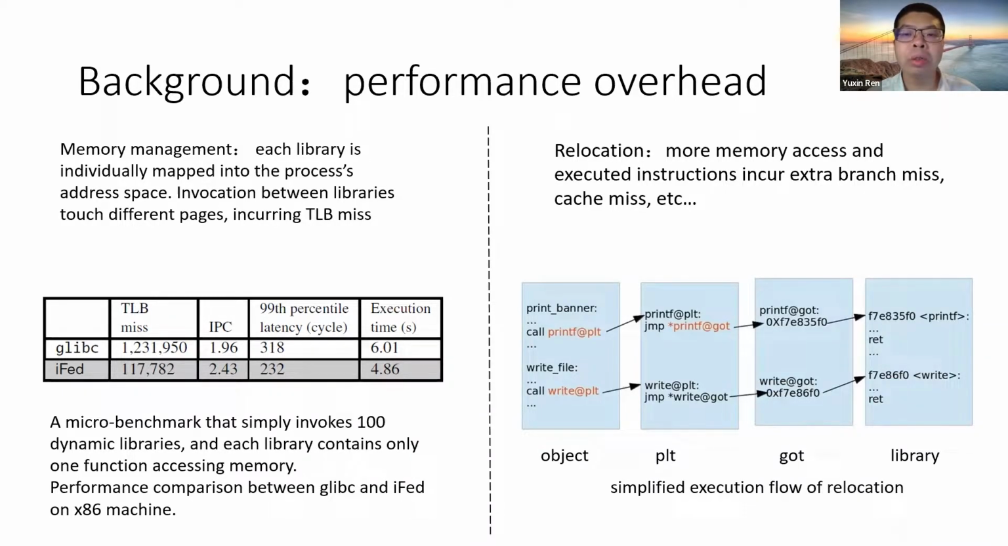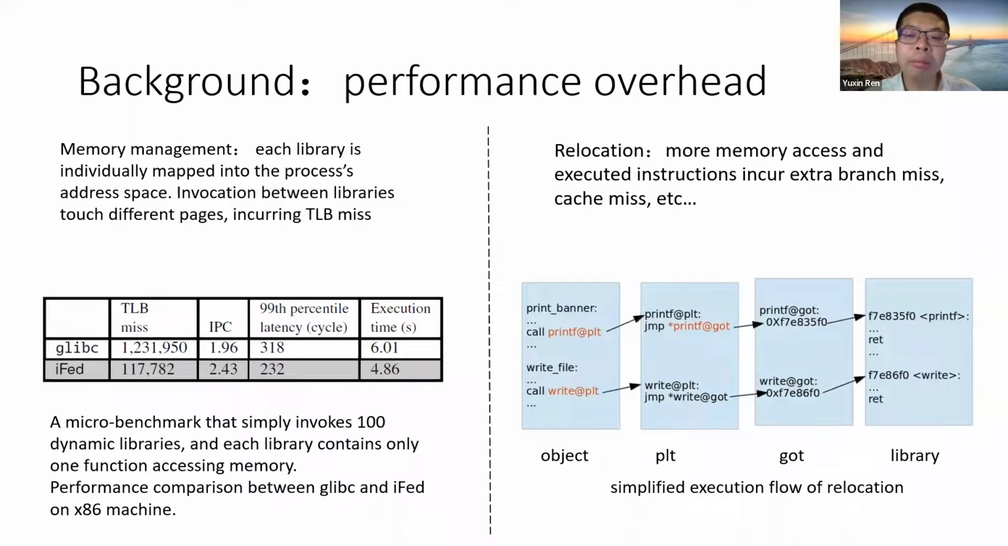Another example of performance overhead is relocation. To resolve cross-library function calls, the loader populates the actual address of functions in a lookup table. Thus, a direct function call is converted into indirect jumps. This figure shows a simplified execution flow of relocation.